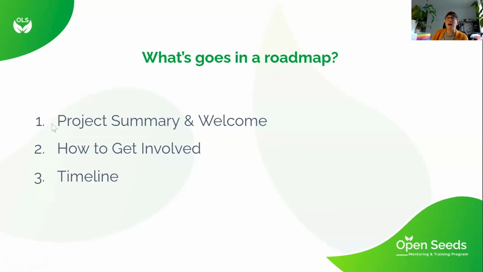In a roadmap, we usually have a project summary and a welcome. We have a how to get involved, and there's a timeline. This is just the simplest roadmap in the world, yes? And it is not the only one. There are versions. You can do, again, what works for you. The idea is that you find this useful.